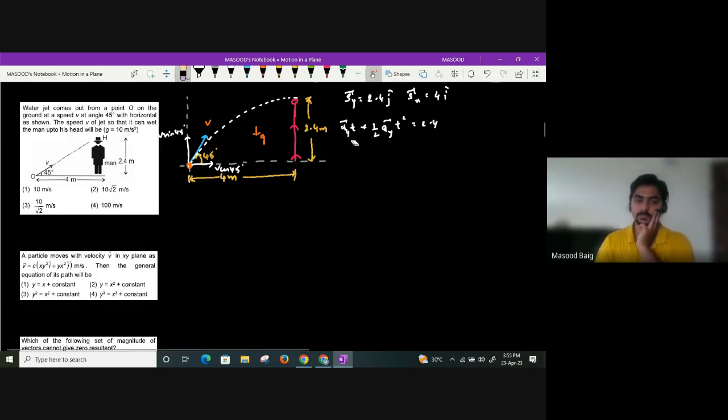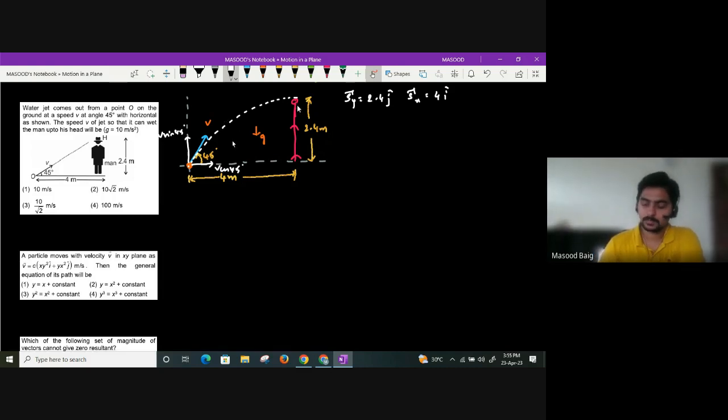Shall I erase this part? Let me just erase this. So time is not given to us, so we are going to get two different cases again. But what I can say is, exactly I cannot say that this should be the maximum height for sure. It is not necessary that this should be the maximum height, guys.